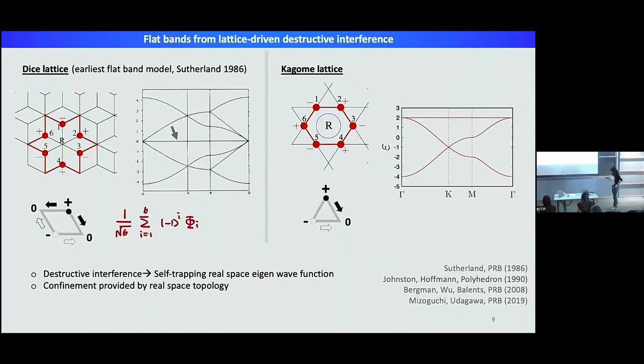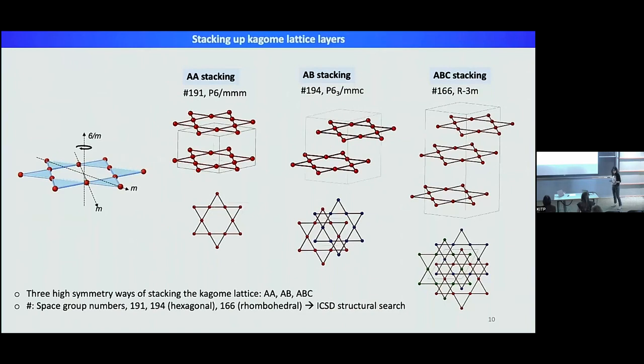We believe this would make it easier for us to find this lattice in real materials, and this is what we are going to focus on. In this slide, I want to very briefly show you the strategy we took to systematically search for candidate compounds that have the kagome lattice in their 3-dimensional crystal structure. We started from a single kagome layer, and we tried to imagine how we would stack them up in a 3-dimensional crystal structure. The simplest 3 ways of stacking them are AA, AB, and ABC. This would give us 3 different space groups, 191, 194, and 166, even if we don't think about any additional atoms in between those layers.